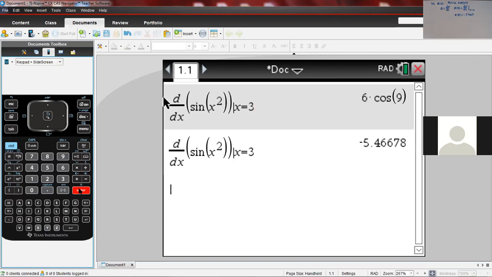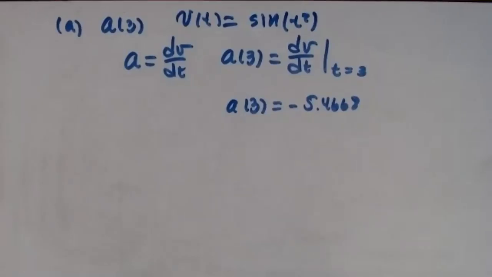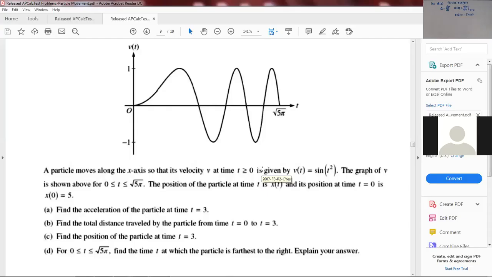This acceleration at 3 is negative 5.4668. Let me see if we have units. If we have units here, share screen. Right here. Okay. No, we don't have units, so it's just a number. Units over time squared. Yeah. Okie dokie.